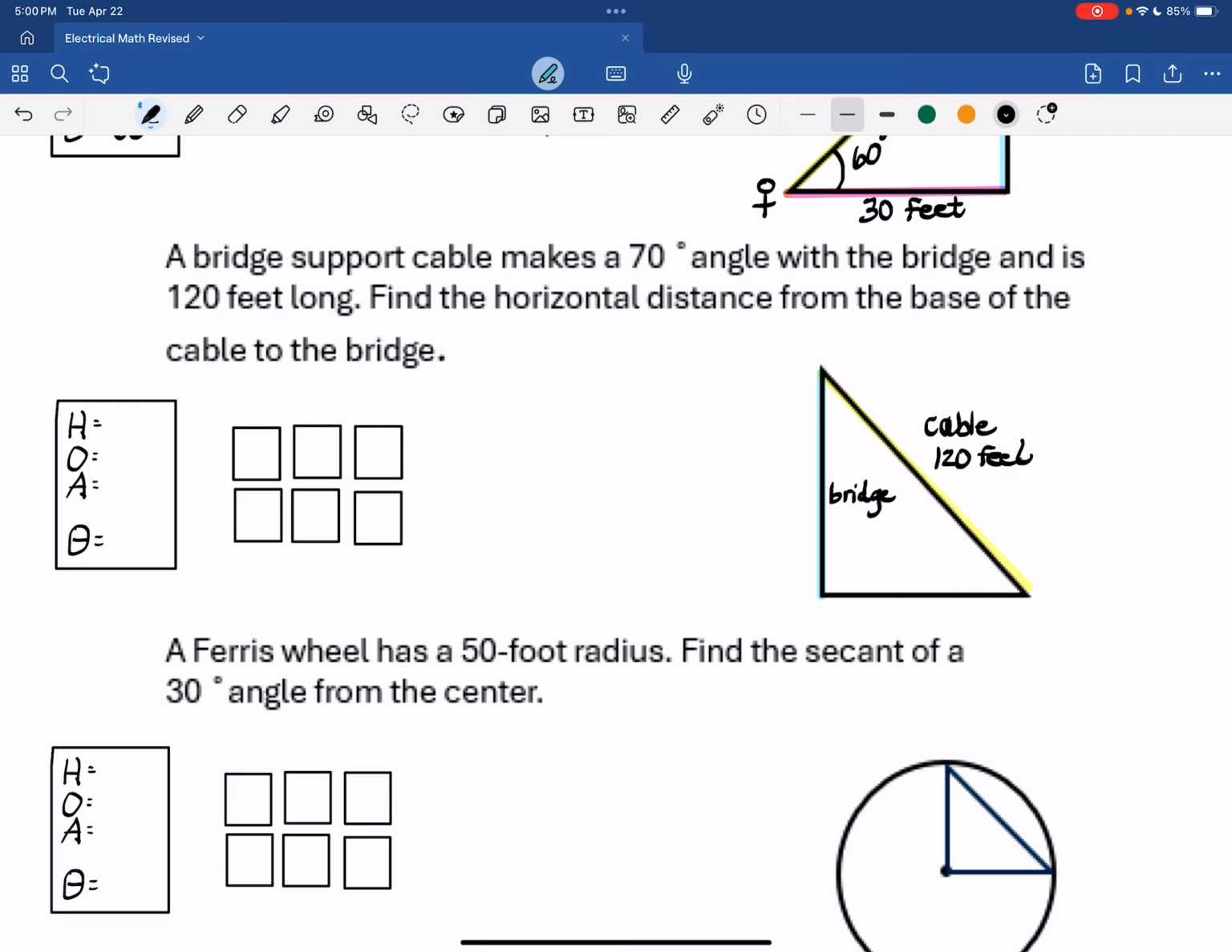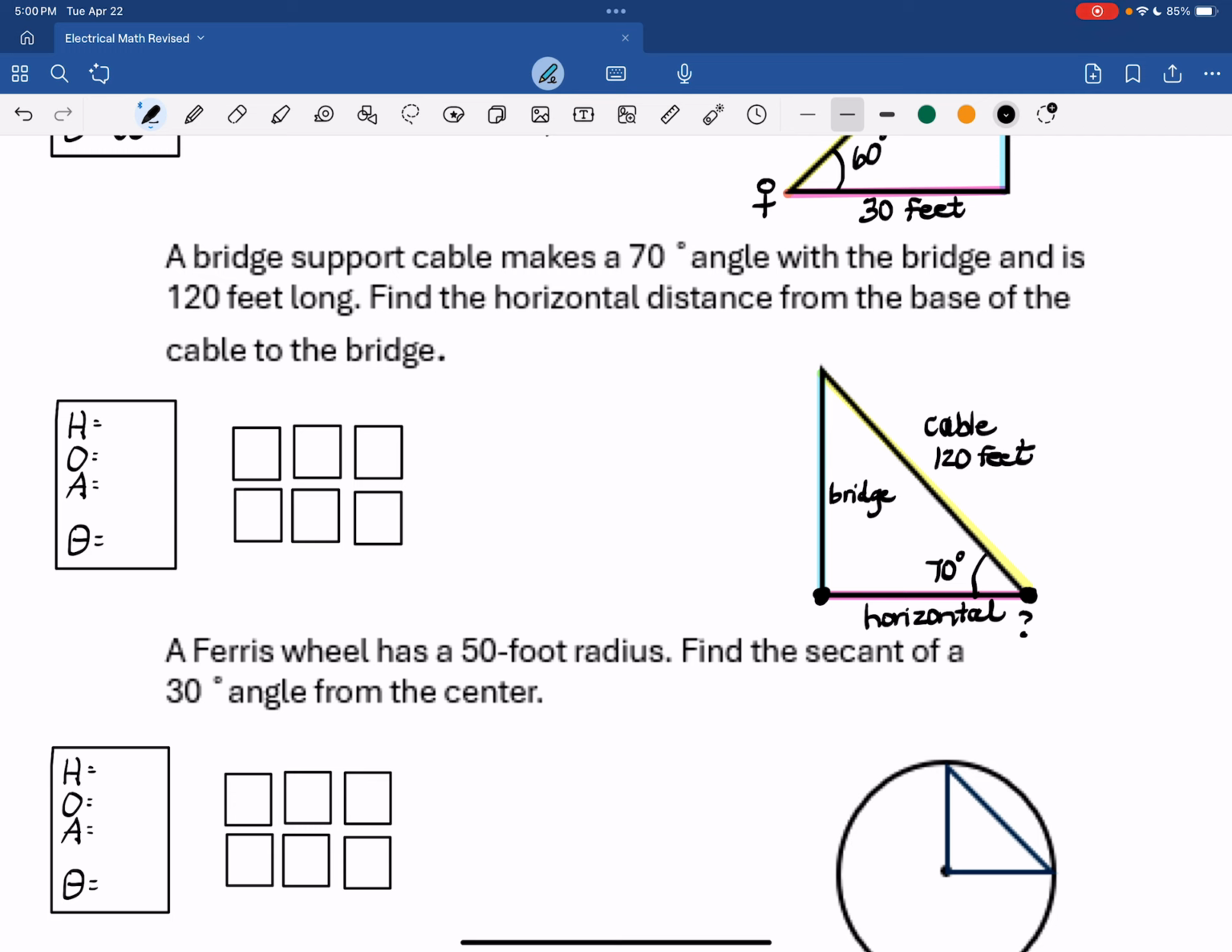They tell me that the cable makes a 70-degree angle with the ground. So that is theta. And then they also mention the horizontal distance. Horizontal is left to right, from the base of the cable, that's this point, to the bridge. So this is the horizontal, and that's what we're looking for. That's the part they want us to find.